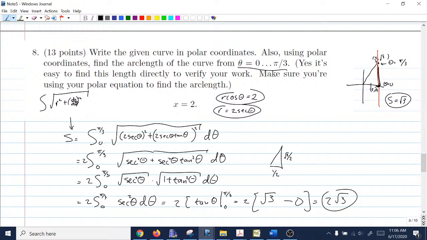Root 3 over 2. I think it should have been just root 3. What am I doing wrong here? Did I pull out the 2 wrong? The 2 gets squared, it's 4. Factor it out, pull it out of the square root, it's 2 again.